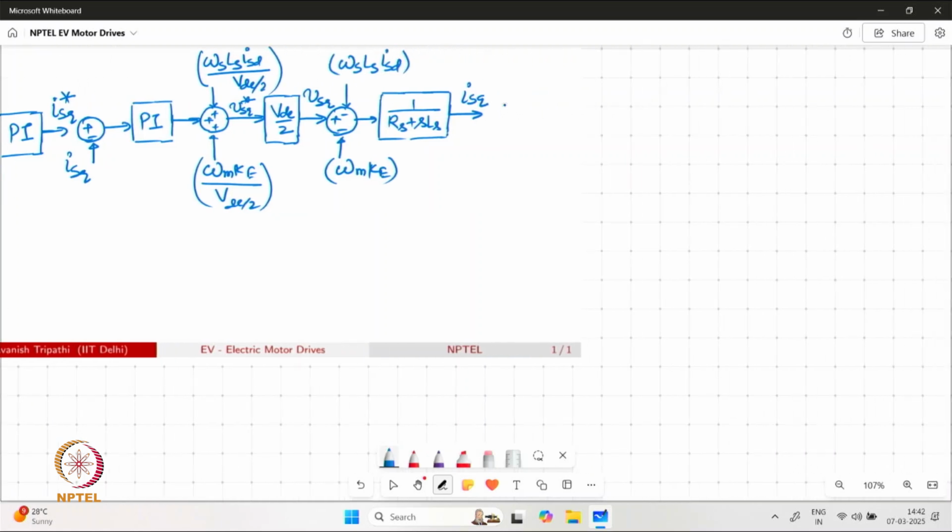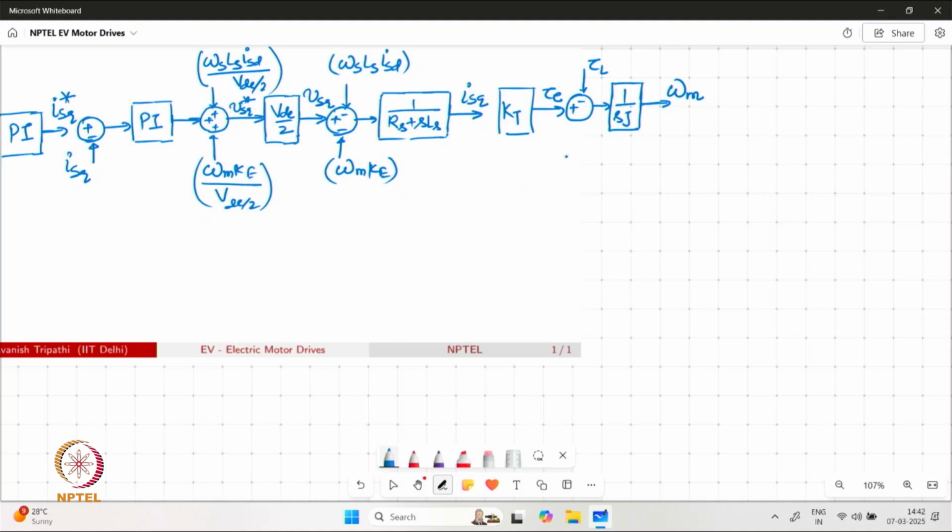Now this ISQ current is responsible for generating the torque, electromagnetic torque in the machine, which is fed to the mechanical model after subtracting the load torque. And mechanical model, we have considered the worst case scenario when there is no friction involved in the system, and the speed, mechanical speed, is generated after this.